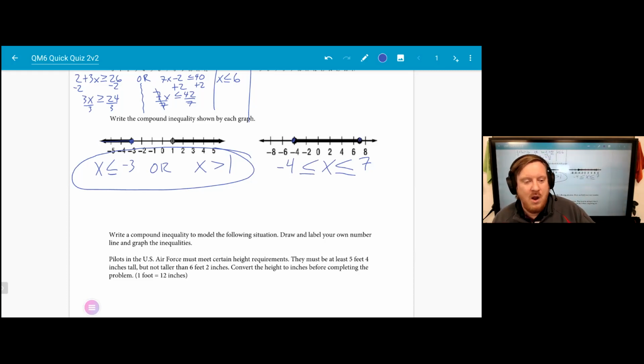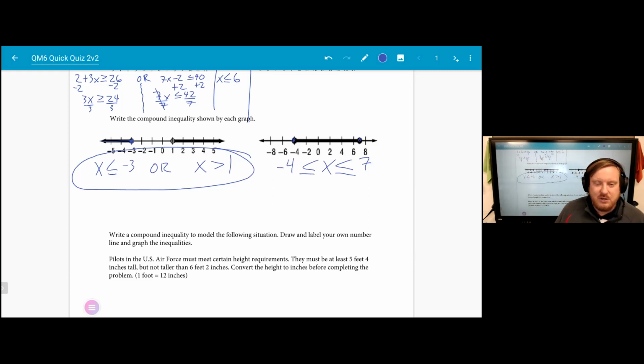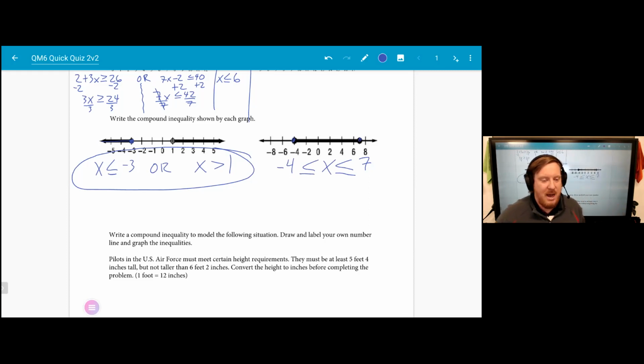There you go. Write a compound inequality model of the following situation. Draw and label your own number line and graph the inequalities. Pilots in the U.S. Air Force must meet certain height requirements. They must be at least 5 feet 4 inches tall, but not taller than 6 feet 2 inches. Convert the height to inches before completing the problem. Don't forget that 1 foot is 12 inches. 5 feet 4 inches, that's 64 inches. 6 feet 2 inches, that's 74 inches.